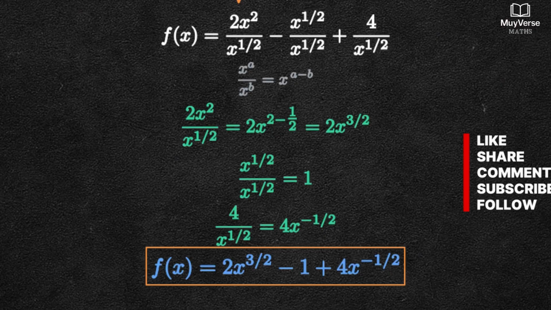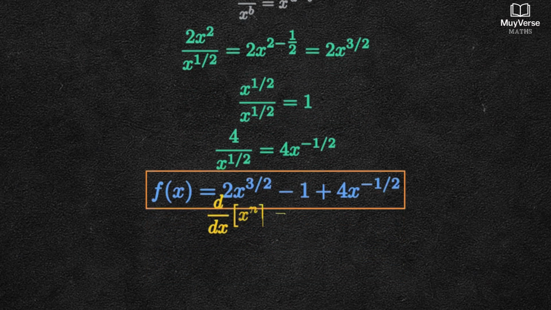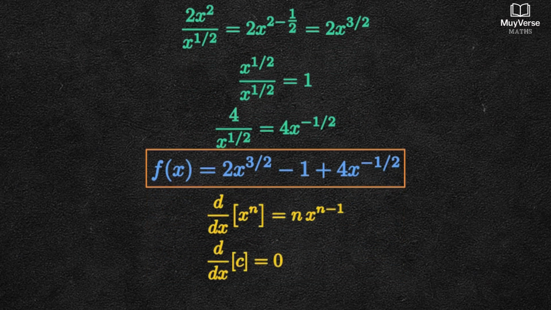Step 2. Differentiate term by term. We'll use the power rule. The derivative of x to the n is n times x to the n minus 1, and the constant rule. The derivative of a constant is 0. Differentiate the first term. The derivative of 2x to the 3/2 is 2 times 3 halves times x to the 1/2, which simplifies to 3x to the 1/2.